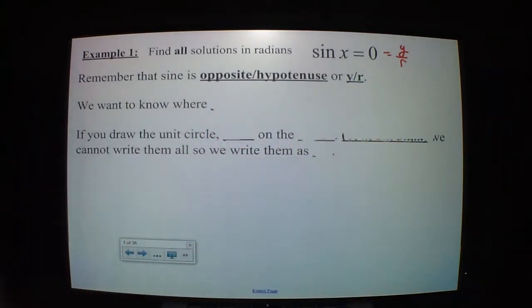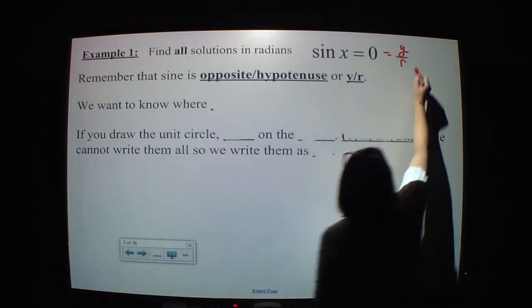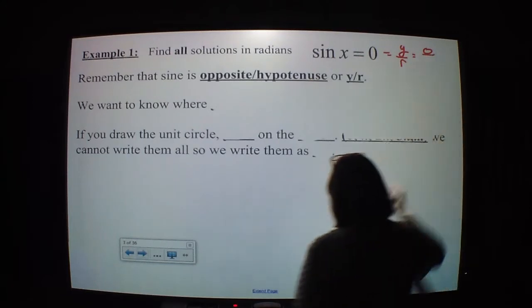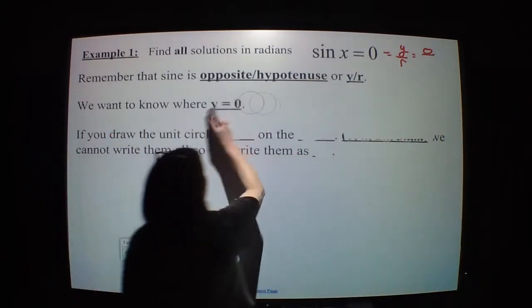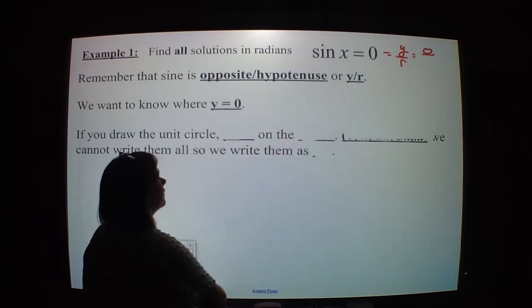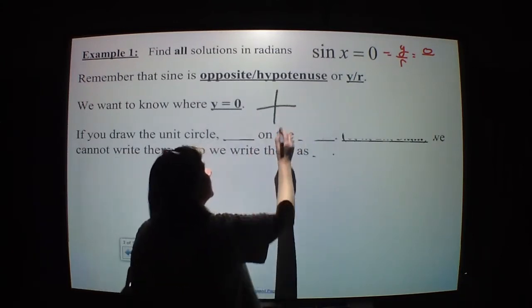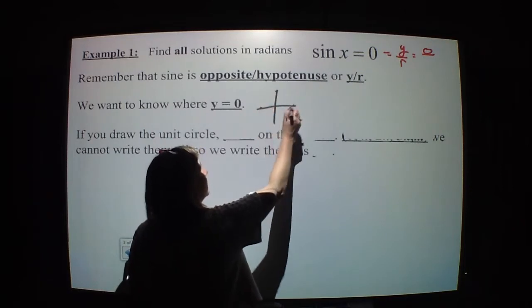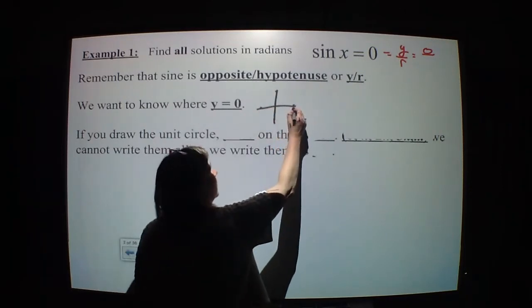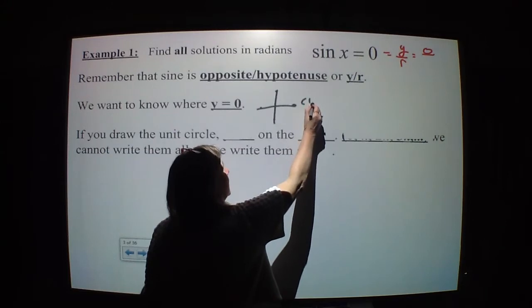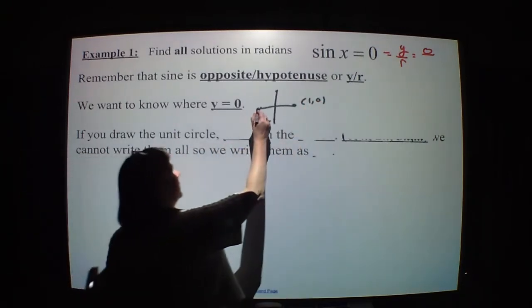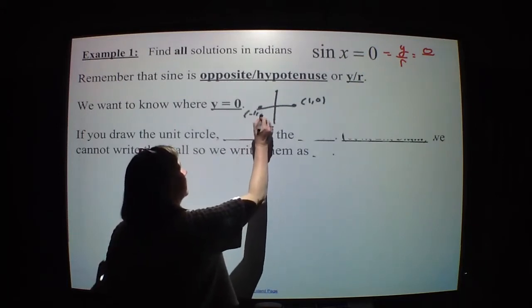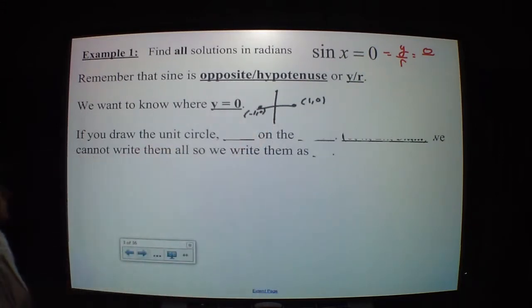Okay? So if y over r is equal to 0, remember, then that would have to be 0 over some number. So y would have to be 0. So we want to know where y is equal to 0. Think about the unit circle. It's one of these quadrantal points. Remember, here is a point (1, 0), so there's y equals 0. And this is (-1, 0). So that's also y equals 0.